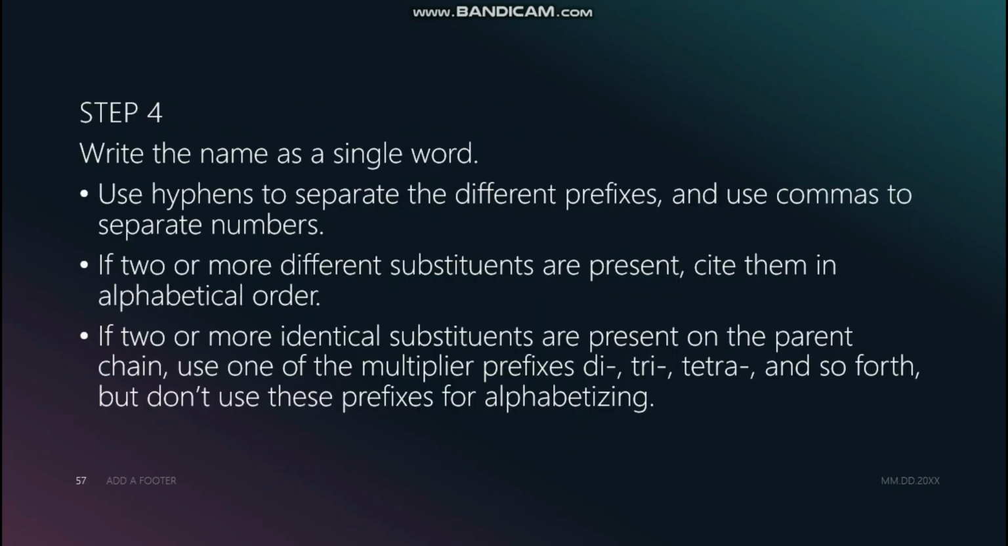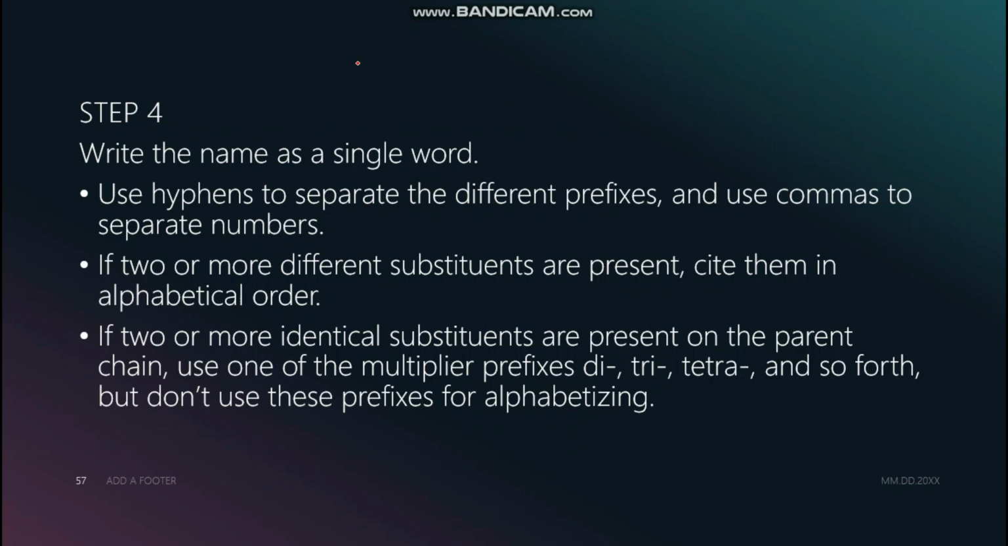Now, step 4 is write the name as a single word. And we use hyphens to separate the different prefixes and use comma to separate the numbers or to separate the locants. And if 2 or more different substituents are present, cite them in alphabetical order. Hindi, sa pag-write, hindi siya, ay mas madaming carbon siya ang mauuna. Ito mas konting carbon, ito yung mahuli, or ito yung mauuna. So, we will write them in alphabetical order.